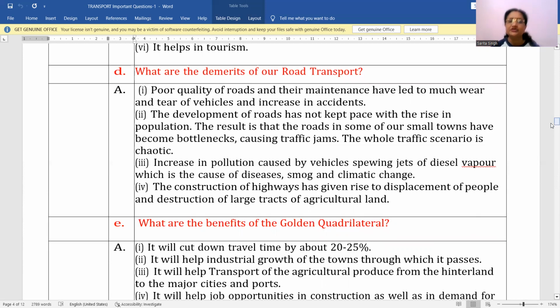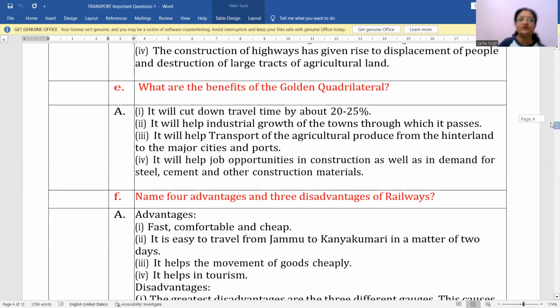Okay, increase in pollution caused by vehicles, that is again an important factor in causing global warming and climatic change and all. Then construction of highways has given rise to displacement of people and destruction of large tracts of agricultural land. तो ये इसके drawbacks हो गए, ठीक है. Then come to what are the benefits of the golden quadrilateral.